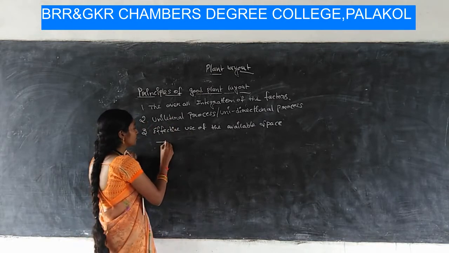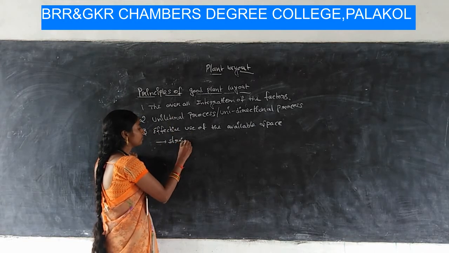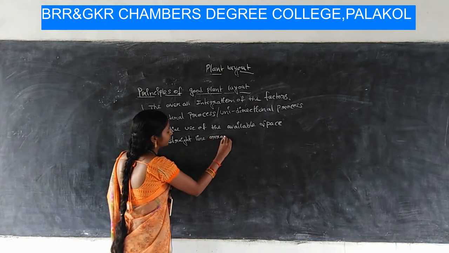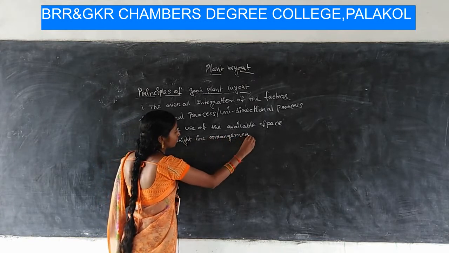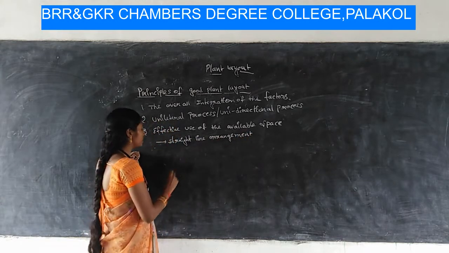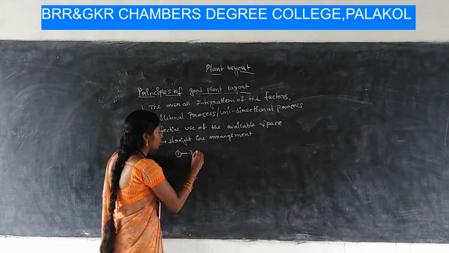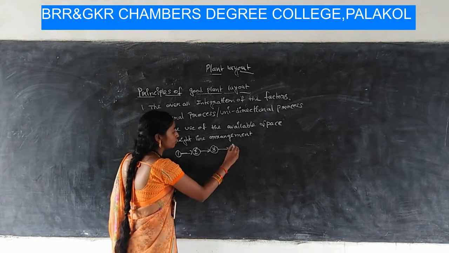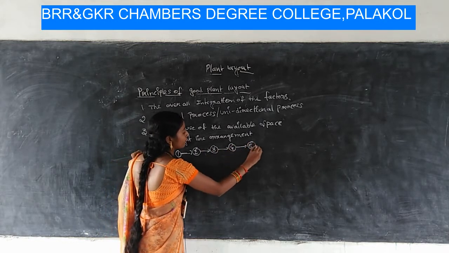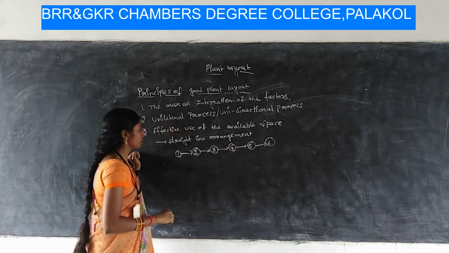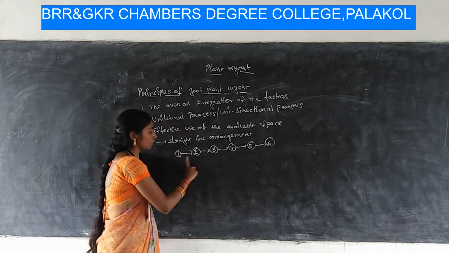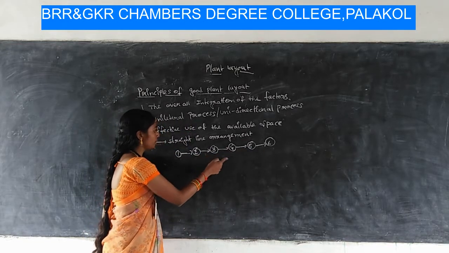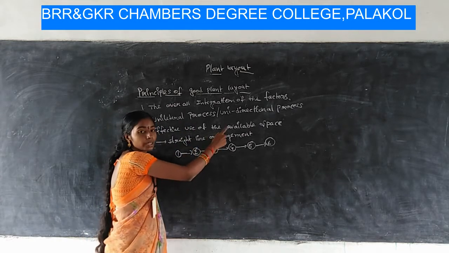The first one is the straight line arrangement. It's just like this. Operation 1 to 2, operation 2 to 3, and operation 3 to 4, and 4 to 5, and 5 to 6. So here the production process is following the sequential order: 1 to 2, 2 to 3, 3 to 4, which is called the straight line arrangement of layout.